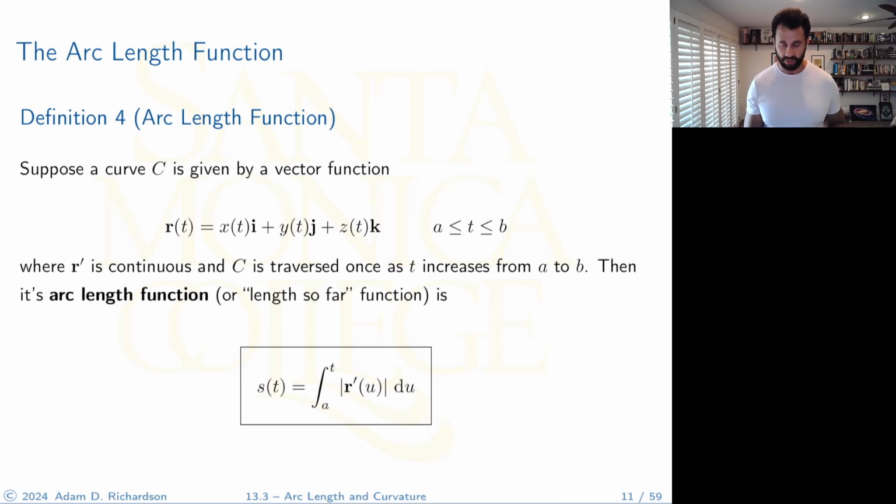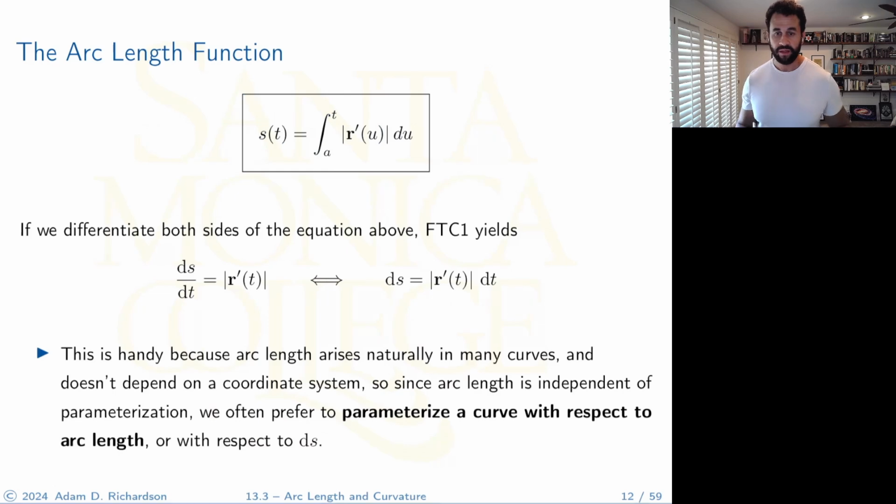So what we're saying here is that you can define a length so far function just as we saw here. The formula is still the same. The only thing that is changing here is this upper bound to give us the length so far. Now, what we can do is apply FTC1, which is like the best one in my opinion. Apply FTC1, and what you get is this. ds/dt is the function that's inside, evaluated at the upper bound, right? And this translates to ds is equal to the length of r prime times dt. There you go. ds is equal to the length of r prime dt.